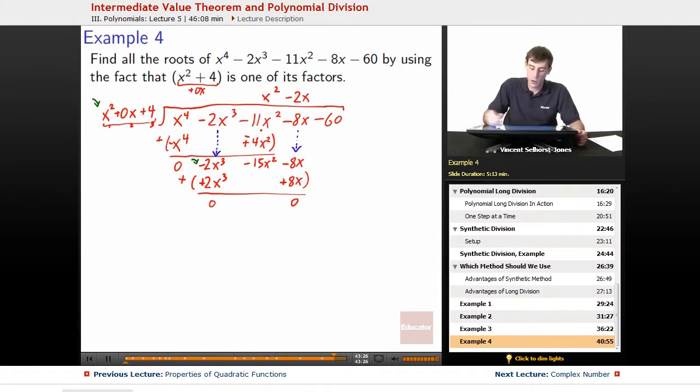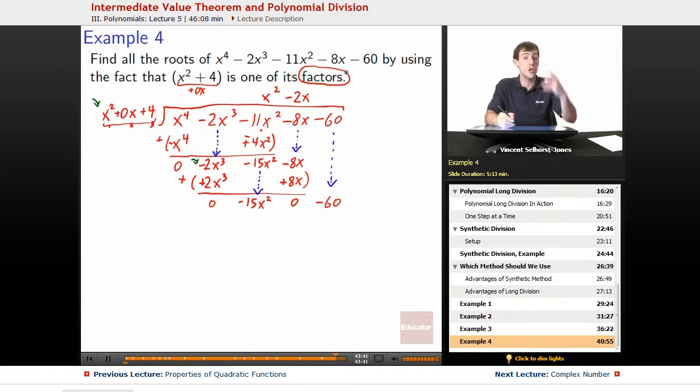And now we bring down the thing that didn't get touched, the minus 15x squared, the minus 60. And we've got negative 15x squared minus 60, and hopefully it'll line up perfectly. In fact, we know it has to line up perfectly because we were told explicitly it's one of the factors, so there should be no remainder, otherwise something went wrong. X squared plus 0x plus 4, how many times does that fit into negative 15x squared minus 60? Once again, we just look at the first part, negative 15x squared divided by x squared becomes just minus 15. So negative 15 times x squared, multiplying it out, 4 times negative 15 is minus 60.